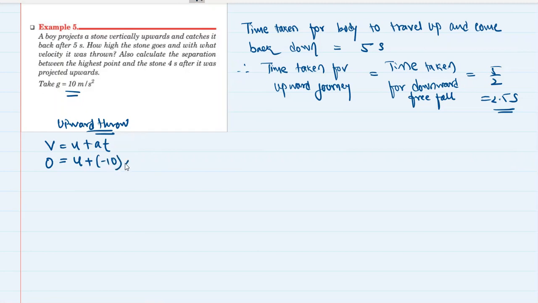So minus 10 multiplied by 2.5. Why 2.5? Because it takes 2.5 seconds for the ball to go up to the highest position. So we can say that 0 is equal to u minus 25. So u is equal to 25 meters per second. So the stone was thrown up with a velocity of 25 meters per second. How high does the stone go? See, we can use v square is equal to u square plus 2as.